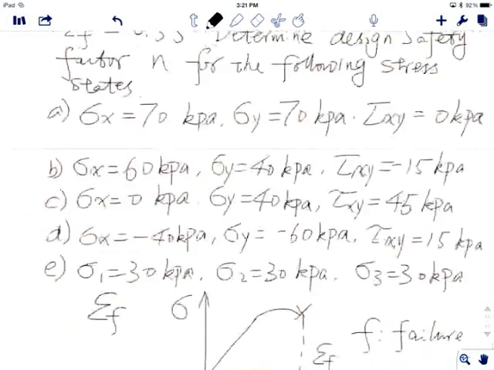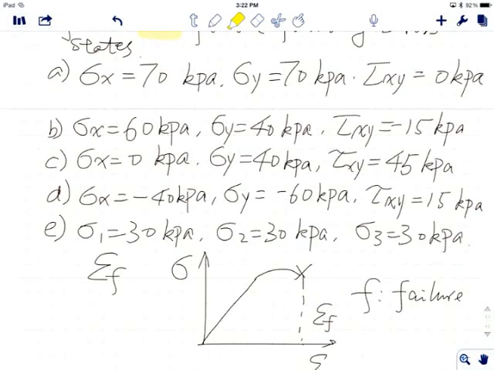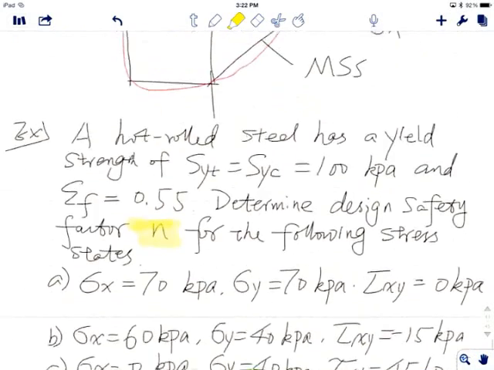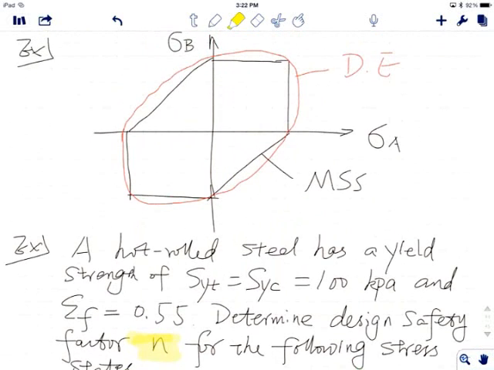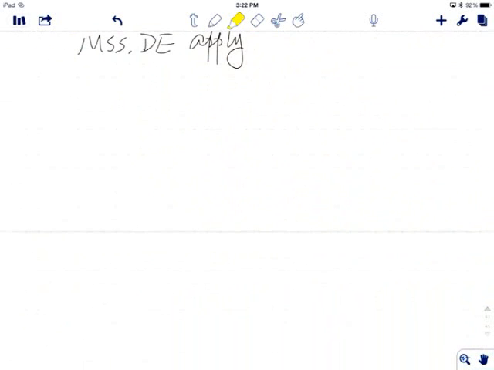Okay, so this problem is asking us to determine the design safety factor, right? In other words, you're trying to look at the maximum stress allowed divided by the stress state you have. So we need to know these two quantities. First, what's the maximum stress allowed by using maximum shear stress or distortion energy. Second, where does the stress state lie, right? So that's something we want to clear off. All right, so keep in mind, this is what we need to find.